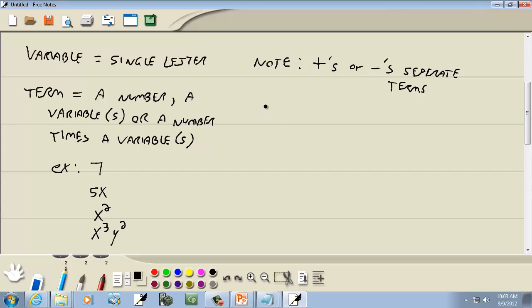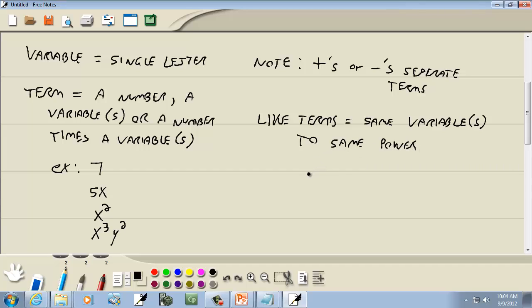Now, we're going to be dealing with something called like terms. This is when you have the same variables to the same power. For example, we have 5x and we have 7x. These are both x to the first power. Now the number out in front can be different, but these are both the same variable to the same power. They're both x to the first. If you have an exponent and you don't have a number there, it's by default 1.